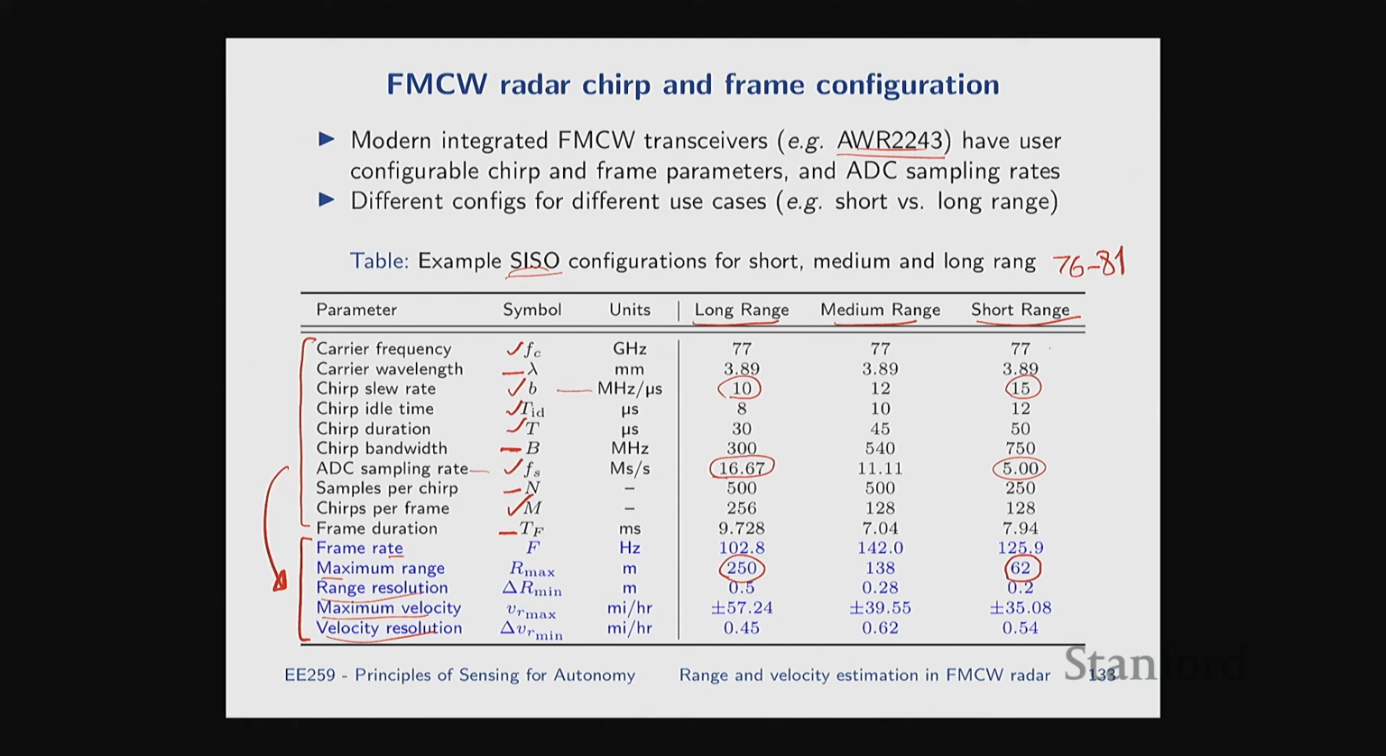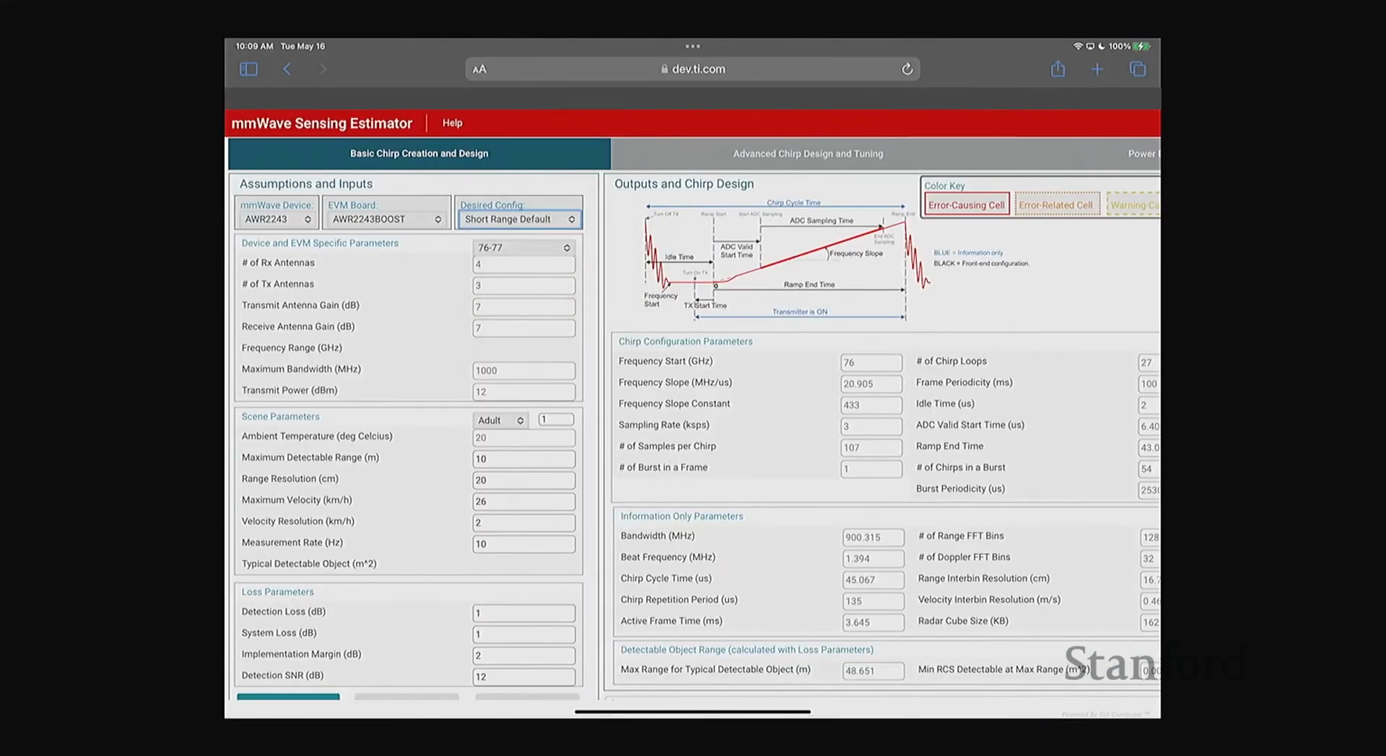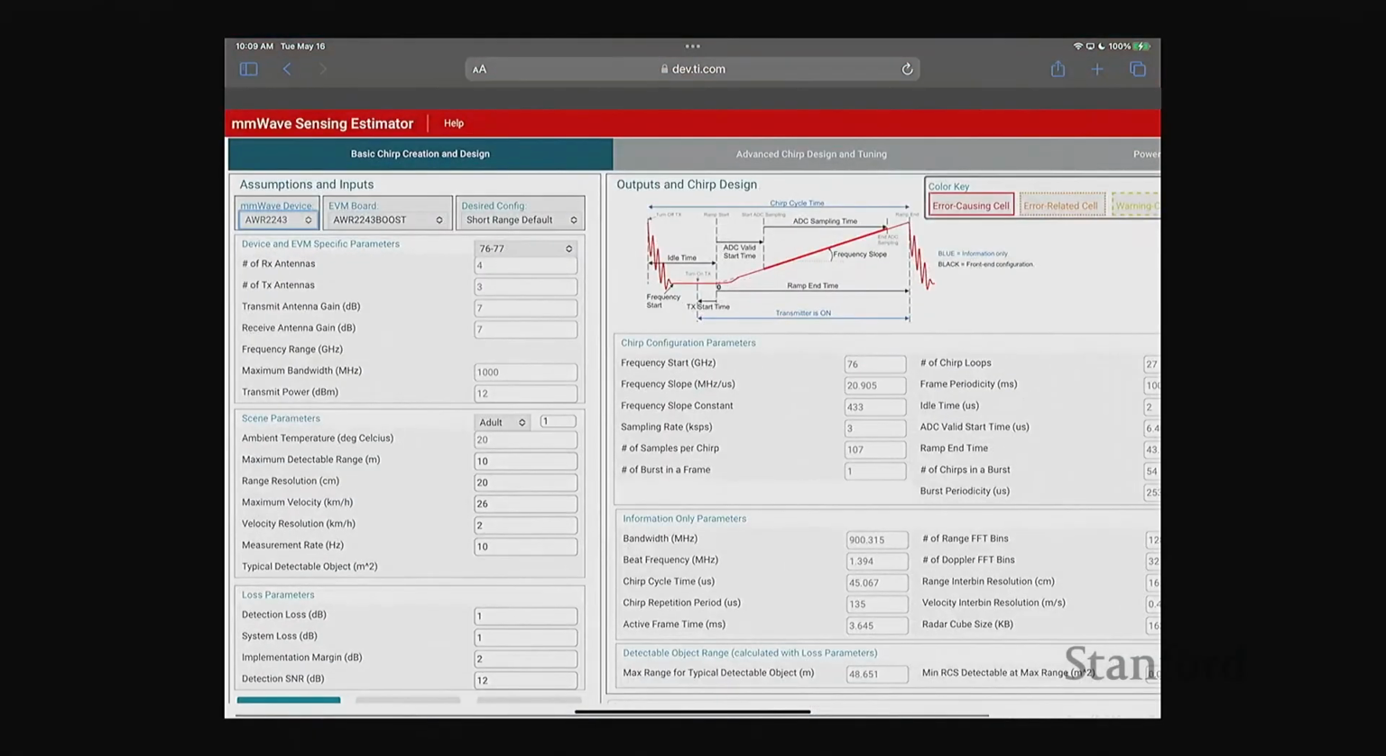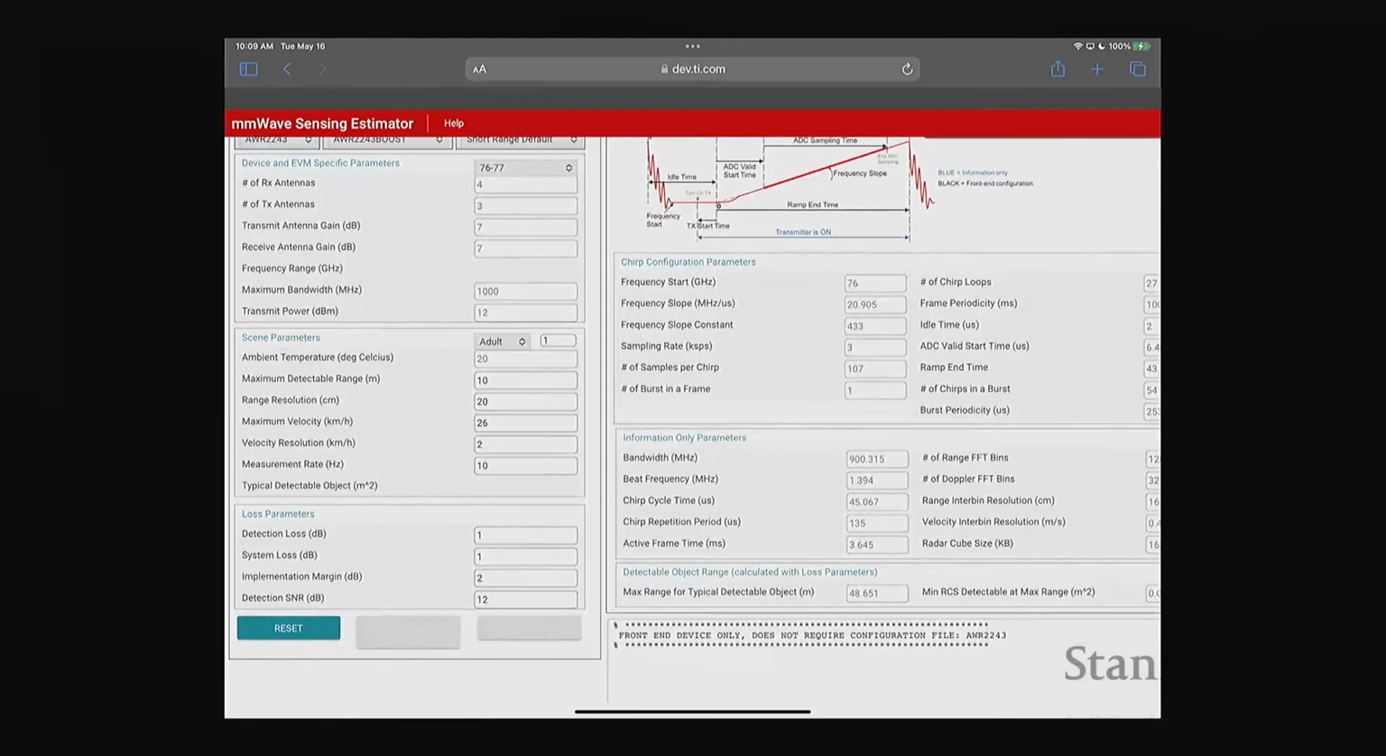Anyway, again, these numbers are not set in stone. You, as the engineer who is working on an application, should go and design and decide what are the right parameters for your application. There are some tools that I'm not a big fan of, but I should let you know that exist. For instance, TI provides this online tool to design chips for their transceivers. You go on their website and you decide what device you're using. These are all the TI millimeter wave transceivers. Go with 2243. You pick the number of transmit and receive antennas.